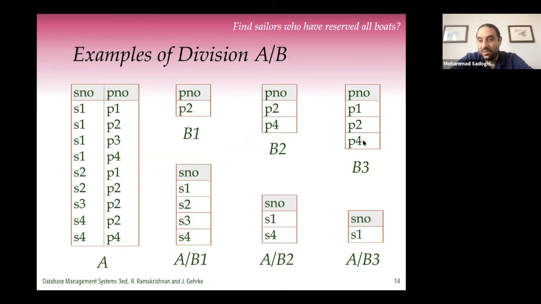And again, if we were to apply B3 and do an equality join between B3 and A, we will just get the same result, S1, S2, S3, S4, because S1 has reserved at least one of these boats, S2 has reserved at least one of these boats, and S4 has reserved at least one of these boats. So definitely that would not work. Is that clear? Any questions on that?